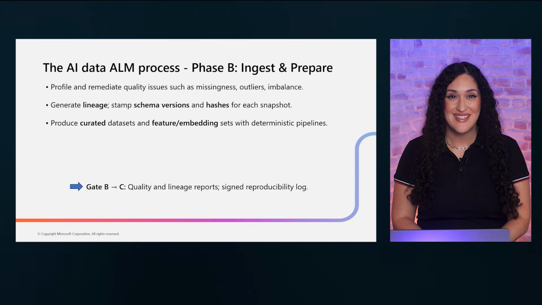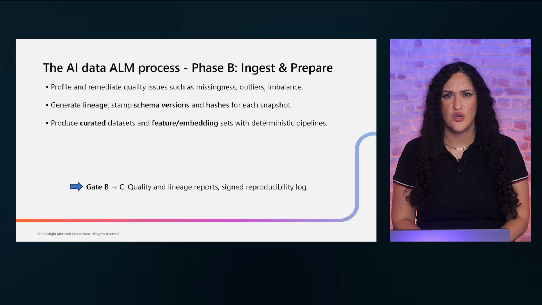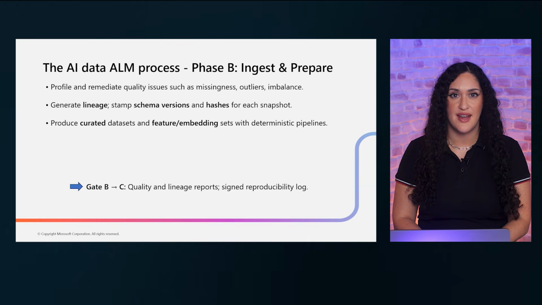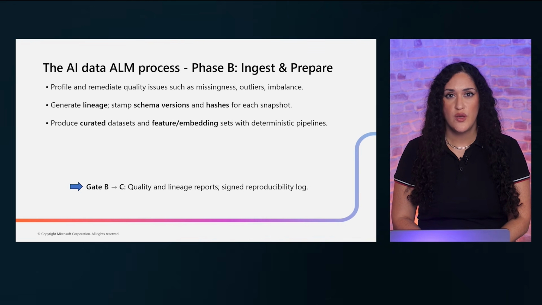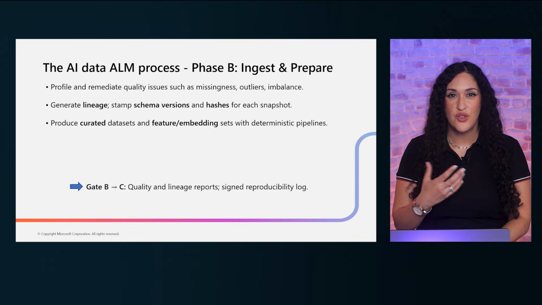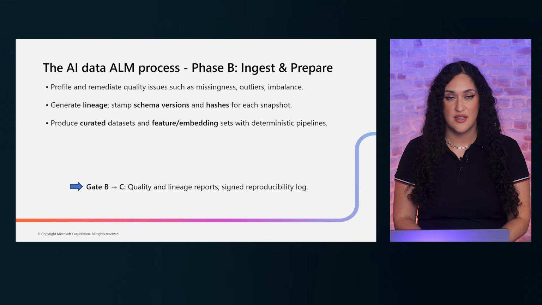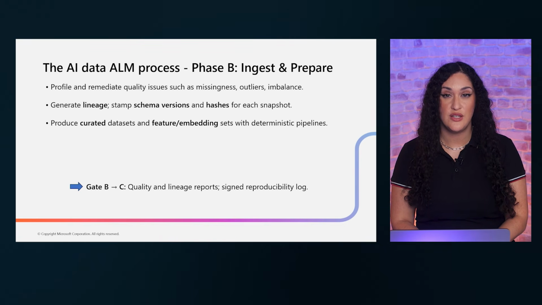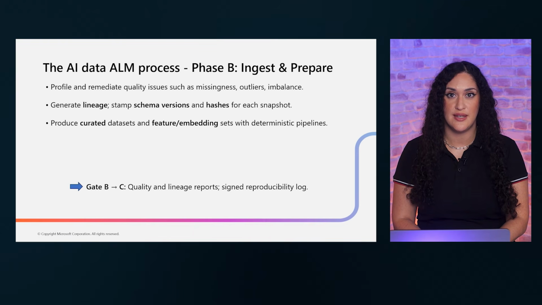Phase B is where you ingest and prepare your data. Start by profiling and remediating quality issues like outliers and class imbalance. Generate lineage records and stamp schema versions and hashes for every snapshot, so you always know exactly what data you're working with. Produce curated datasets and feature or embedding sets using deterministic pipelines, which means the same inputs always produce the same outputs. The gate from B to C requires quality and lineage reports, plus a signed reproducibility log. If you cannot reproduce your data, you cannot trust your model.